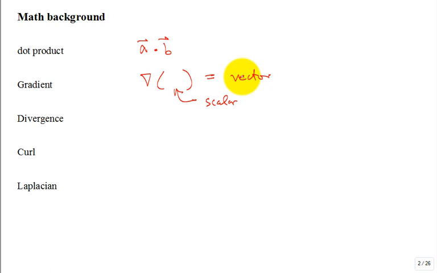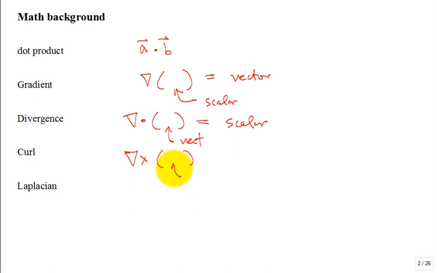You can do it for a vector field. It would be done on each of the components. How about divergence? What do you usually put in here? Vector field. What do you get out? Scalar field. What about the curl? What do you typically put in? Vector field. What do you typically get out? Vector field. What about the Laplacian? Laplacian, what do you typically put in?